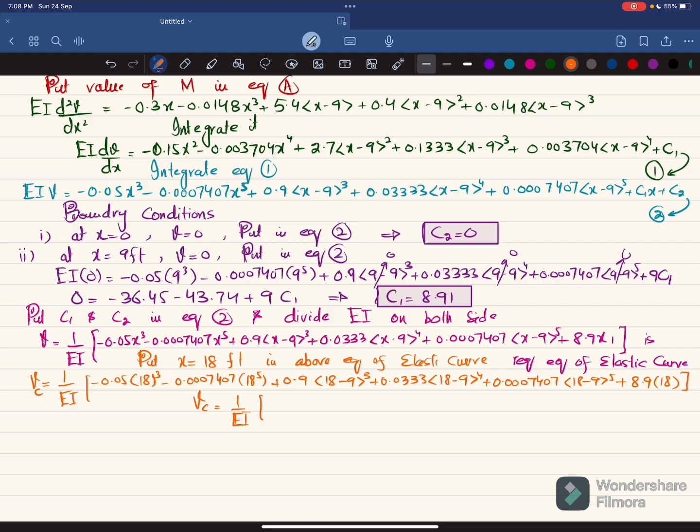times minus 612.36, and the unit will be kips into cubic feet.